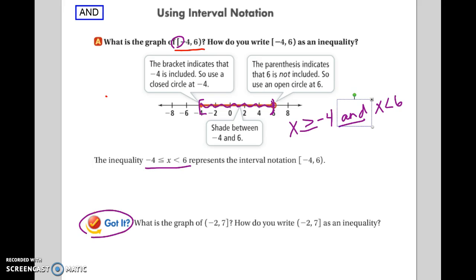Take a look at this example right here. Try to do it yourself. Make sure you pause the video.